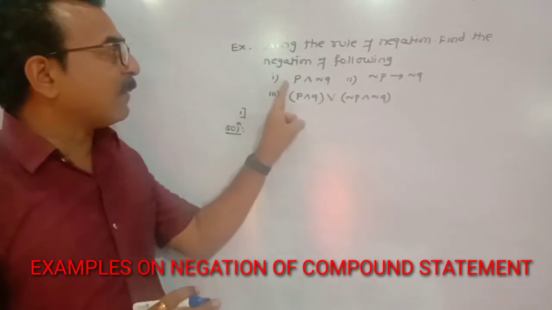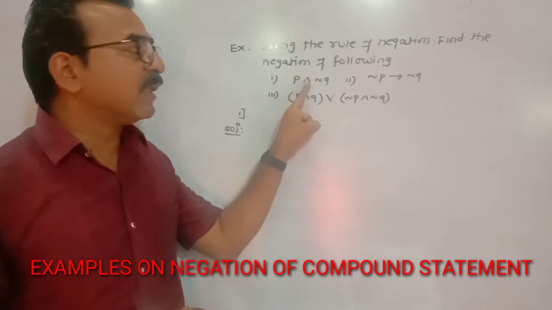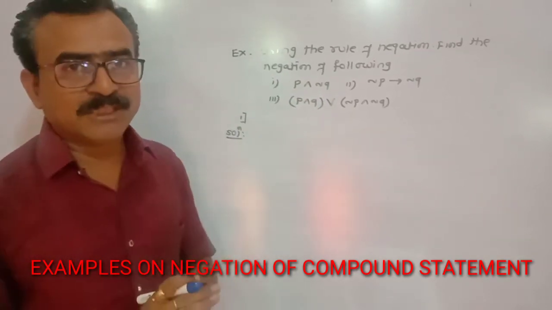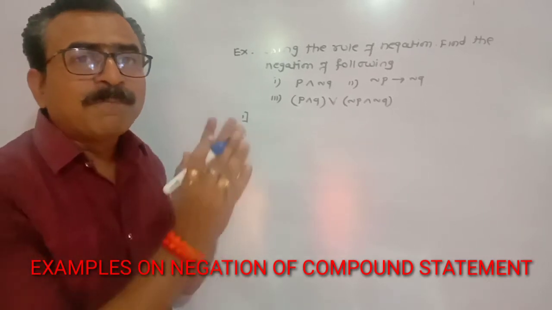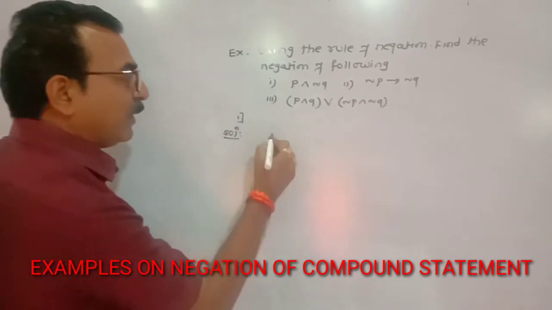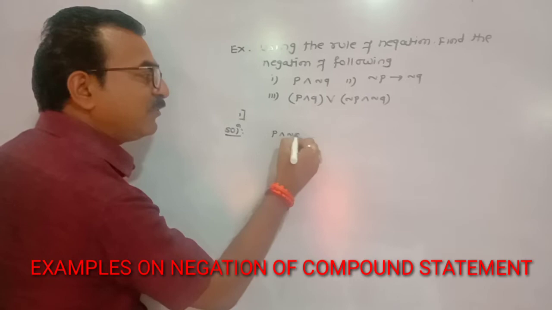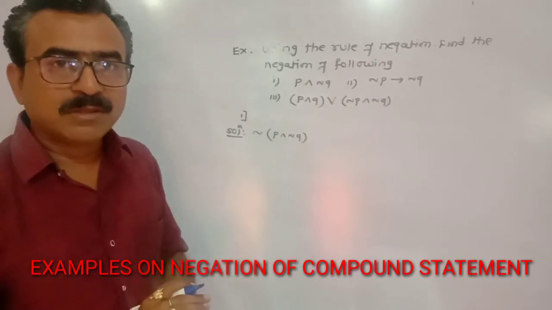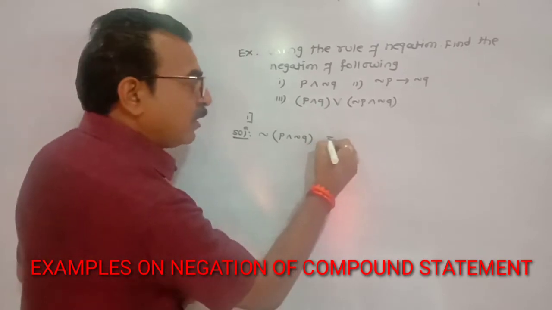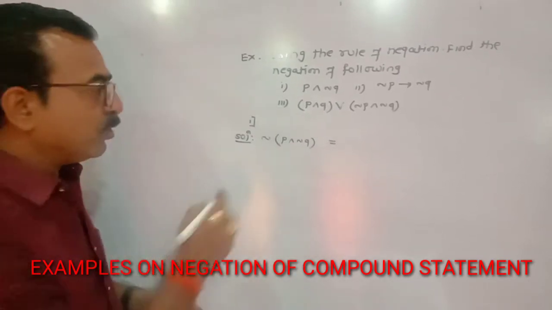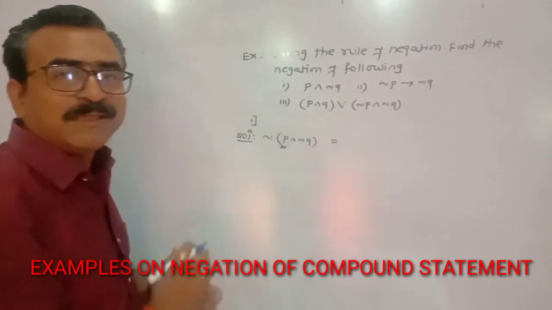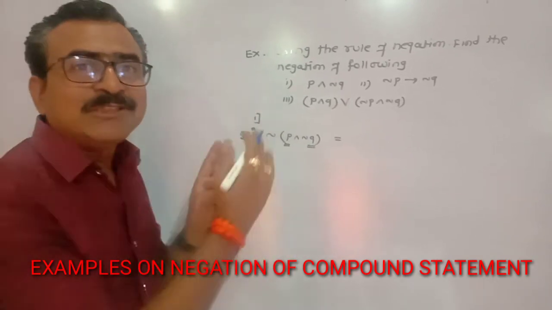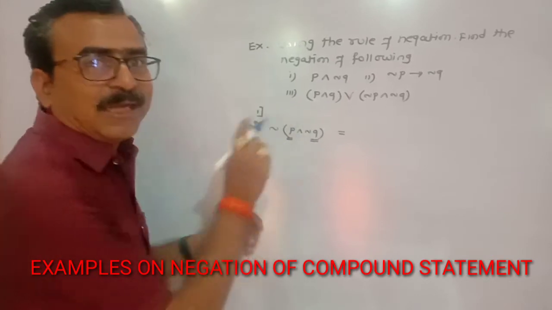In the first example, you are given P conjunction negation Q, and you have to perform its negation. So for performing the negation of this statement, write down this statement as it is and write down the negation sign. Understood? Now, in this statement pattern, two statements are given. First one is P, and second is negation Q. And these two statements are connected by AND.